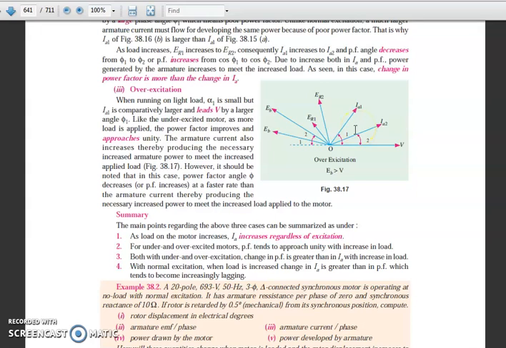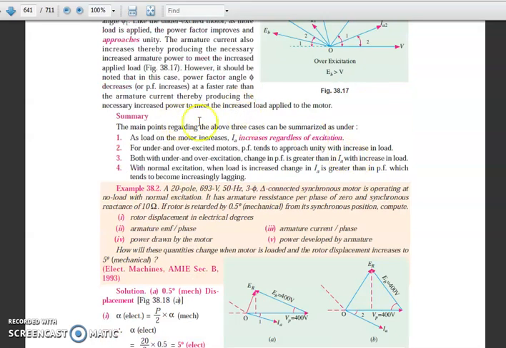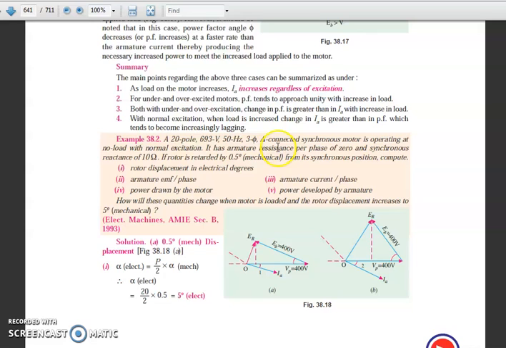So if I increase the load on the synchronous motor in over excitation, obviously my IA2 will increase, and the power factor is going to be less compared to the previous one. So these are the conditions. This is the summary, the main points regarding the above discussion. Three cases: under excitation, over excitation, as well as normal excitation.